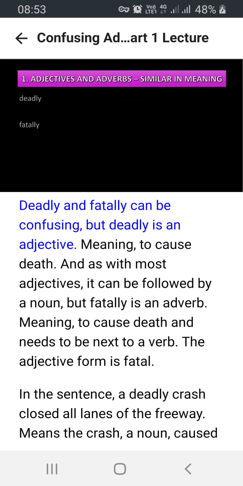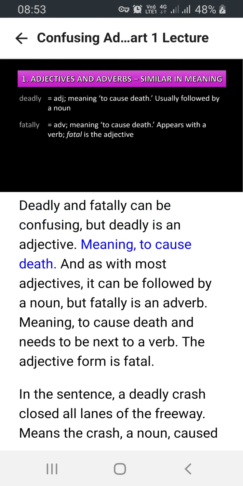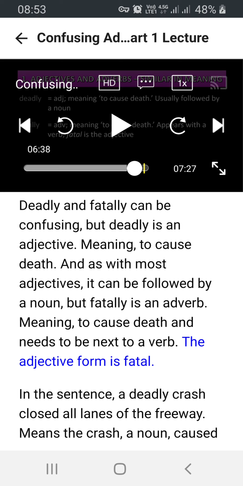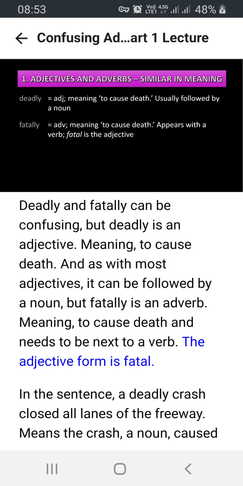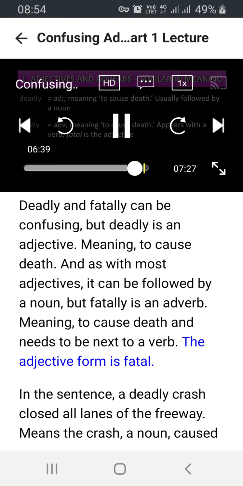Deadly and fatally can be confusing, but deadly is an adjective meaning to cause death, and as with most adjectives, it can be followed by a noun. But fatally is an adverb meaning to cause death and needs to be next to a verb. The adjective form is fatal.